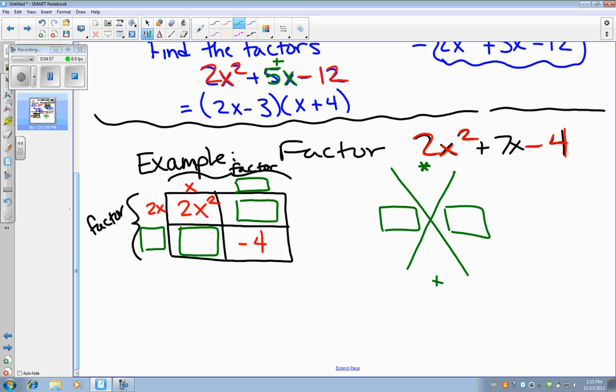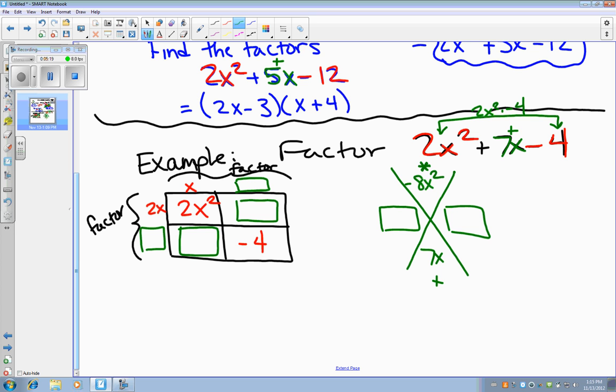So here by the times, what I do is I take 2x squared times negative 4. And that's negative 8x squared. So I put that up here. That has to be what the multiplication of the product has to be. And then I remember that 7x is what the sum has to be. So I'm going to put 7x there.